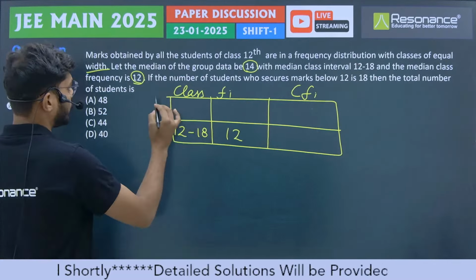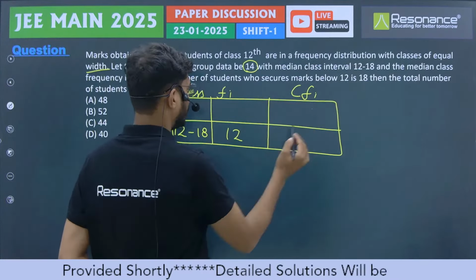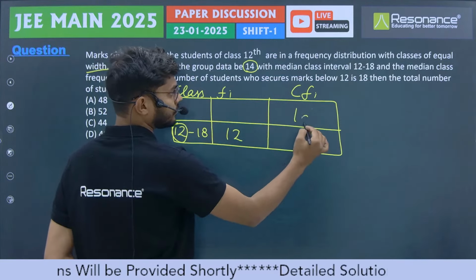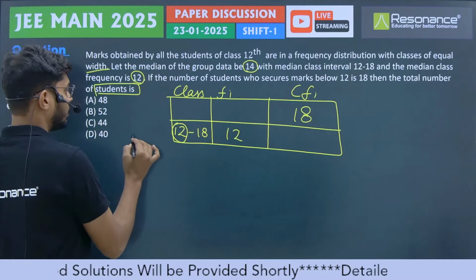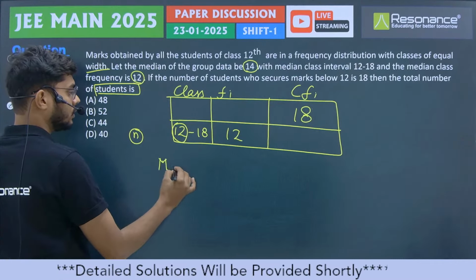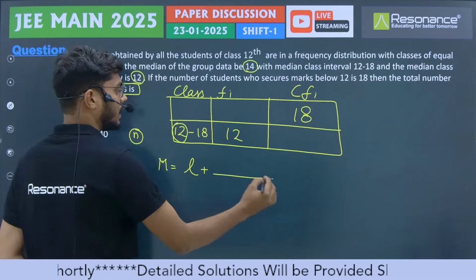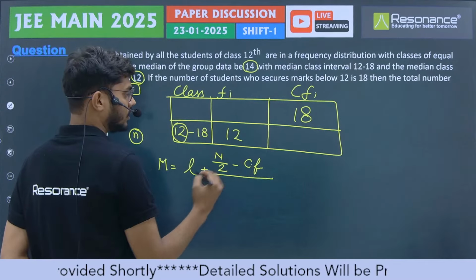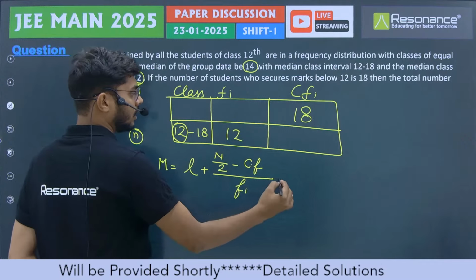Now, if you notice, the number of students who scored marks below 12 is 18. Below 12, whatever the score was, is nothing but 18. We have to find the total number of students, so we have to find what n is. Can you tell me the median formula? What is the median formula? L plus n by 2 minus cumulative frequency, divided by the frequency of that particular class, into width.